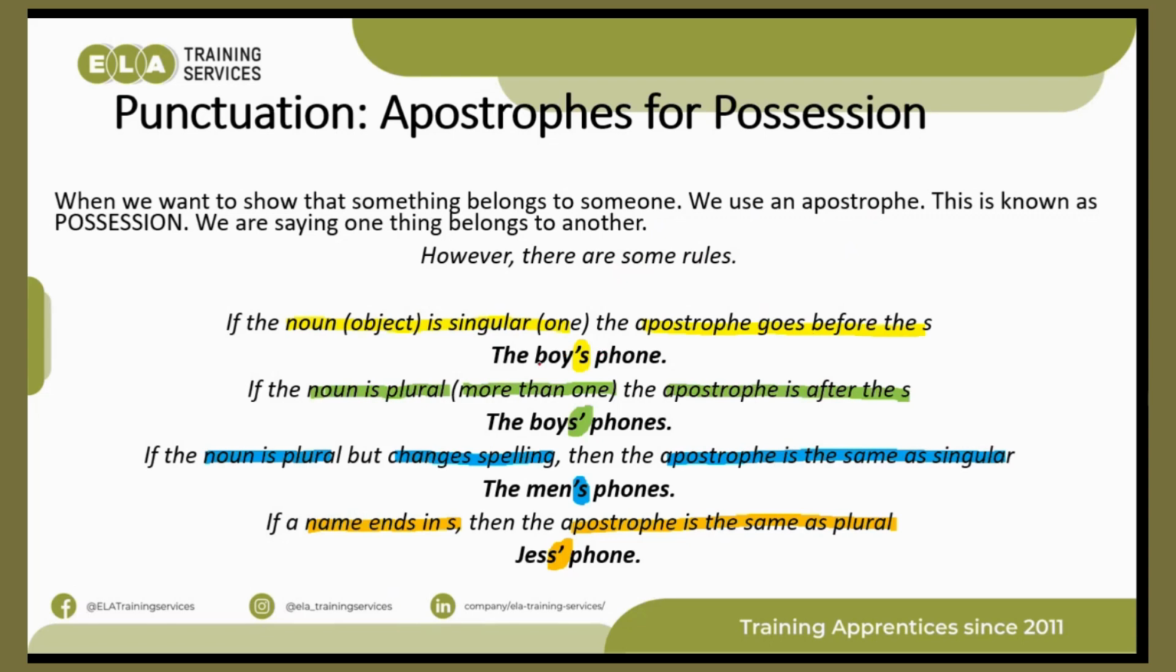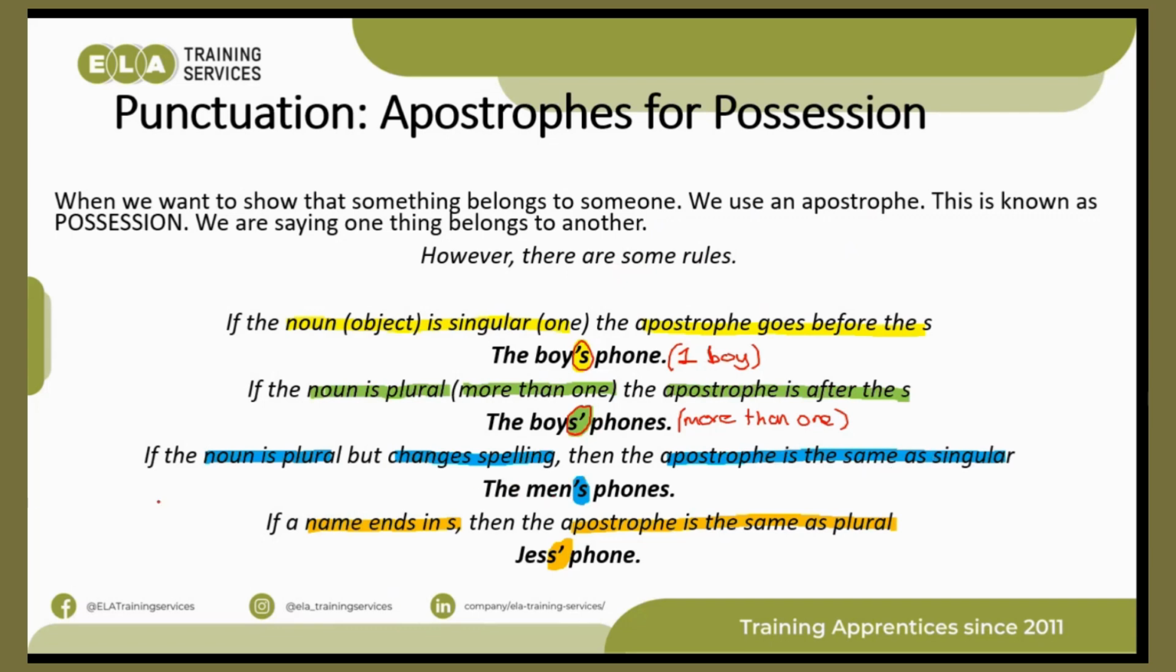So, for example, here, the boy's phone: we've got one boy, one phone, so it goes before the S. If the noun is plural, so if boy becomes boys, then the apostrophe is after the S. So the boys' phone, there's more than one boy. Now, if the noun is plural, but in that plural it changes spelling, then the apostrophe is the same as the singular, so it goes before the S.